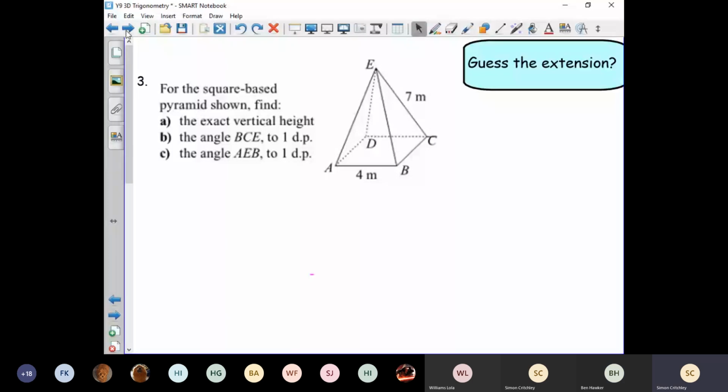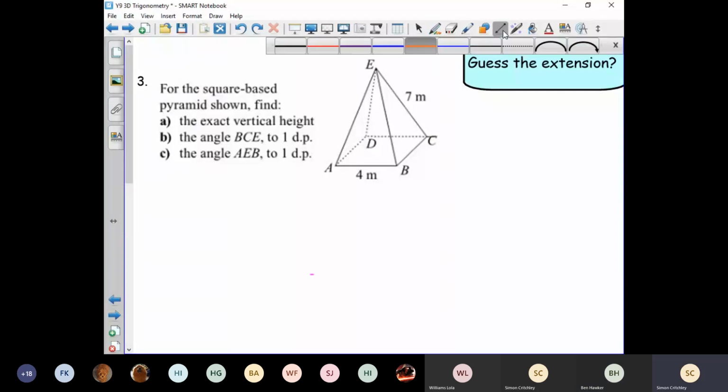Okay, here's another one. This time it's a square-based pyramid, we're told in the question. So let's have a look at this square-based pyramid question. We've got to do 3 things. We've got to find the exact vertical height. We've got to find the angle B to C to E. And we've got to find the angle AEB, which is the one at the top. I'll label those in a second after we establish what the vertical height is.